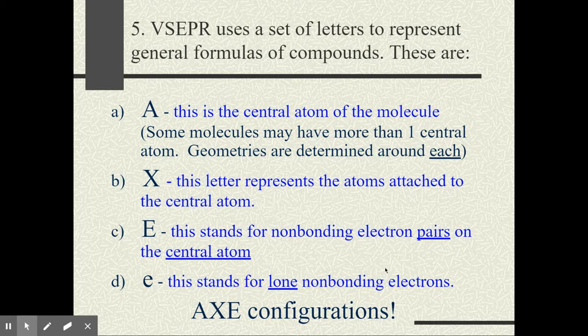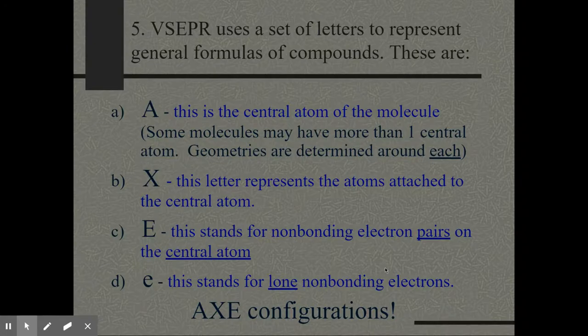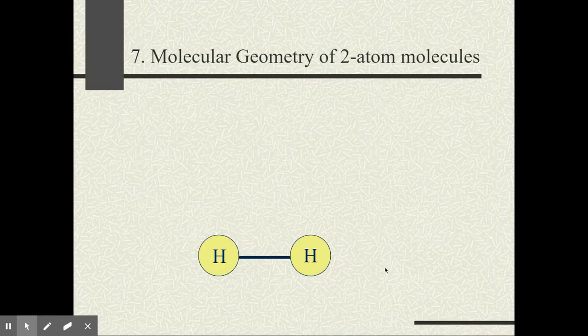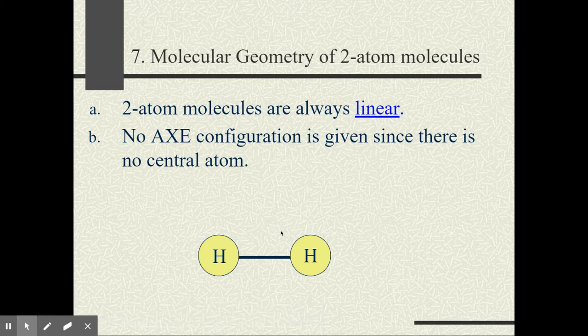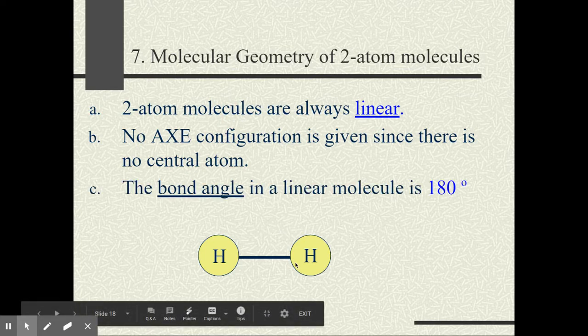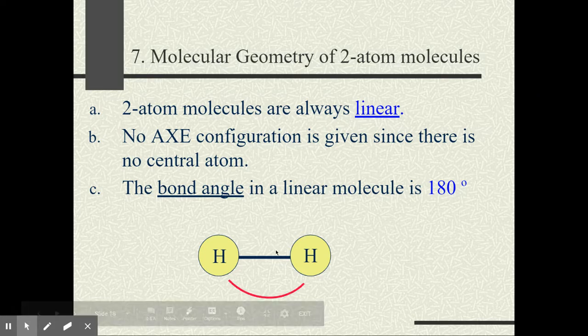So once you have your dot diagrams down and your AXE configuration down, you can predict molecular shapes. I'm going to take you through a couple of these slides, and what I'd like you guys to do is fill in your blank note packet along with us. If you have two atom molecules, it's very easy. It's always linear. There's no AXE configuration because there's no central atom. The bond angle is 180.